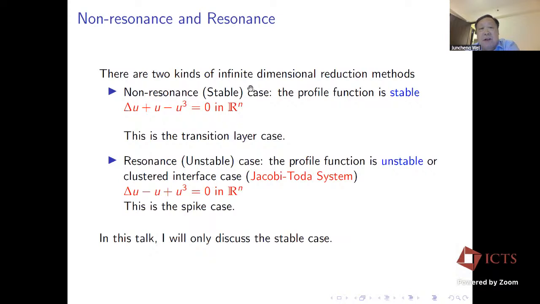There are two kinds of infinite dimensional reduction for elliptic problems. The first case is the stable case, where the profile function is stable, and this is the Allen-Cahn equation, which I'm going to do in this course. This is the transition layer case. The second case is the resonance case, where the profile function is unstable, and this is the spike case. In this talk, I only discuss the first case.